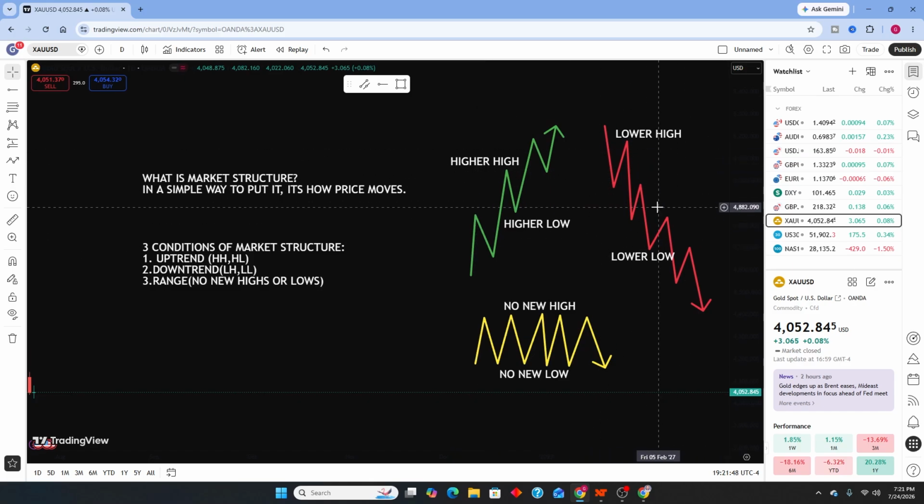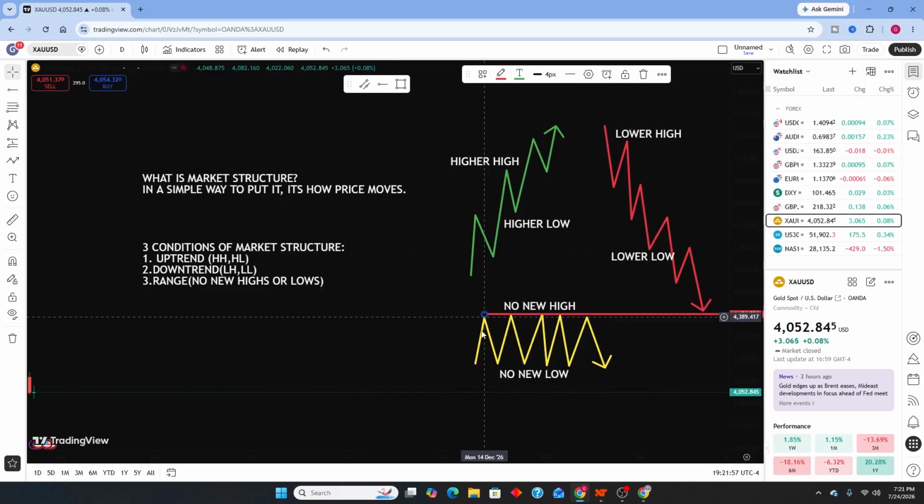Downtrend, where the market creates lower lows and lower highs, and sellers are in control, which is right here. And ranging, where price isn't making any new highs or new lows. It moves back and forth between support and resistance. Remember when I drew these here? When you can identify these 3 conditions, you'll stop guessing and understand what the market is doing.